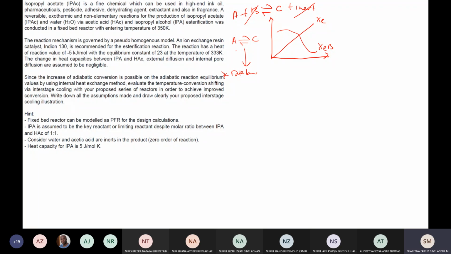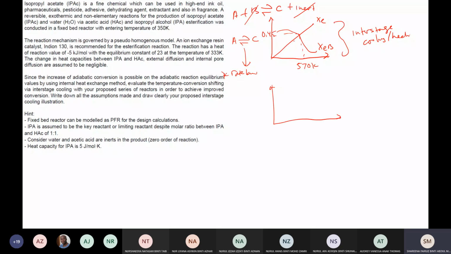Okay, yang previously I dah tunjuk. Okay, so daripada situ 70k and this one is 0.45. Okay, so daripada situ kalau you tengok X untuk adiabatic equilibrium dia sangat rendah, which is 0.45. Okay, to increase it, kita kena guna interstage cooling ataupun heating. Okay, so daripada situ you sebenarnya kena buat graph macam mana nak naikkan dia.